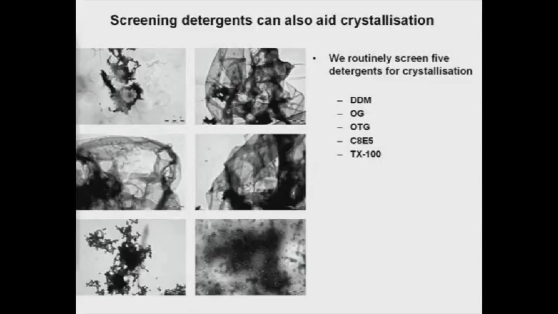Okay, so this is just an example of some of the detergent screening that we do in our lab. We routinely screen 5 different detergents, and we try to cover a wide variety of different functional groups in this initial screen. So we screen with DDM, OG, OTG, C8E5 and TX100, and these are some representative images from a preliminary 2D crystallization screen. Whilst I haven't indicated what detergent correlates with what image here, you can see some quite drastic differences in liposome morphology.